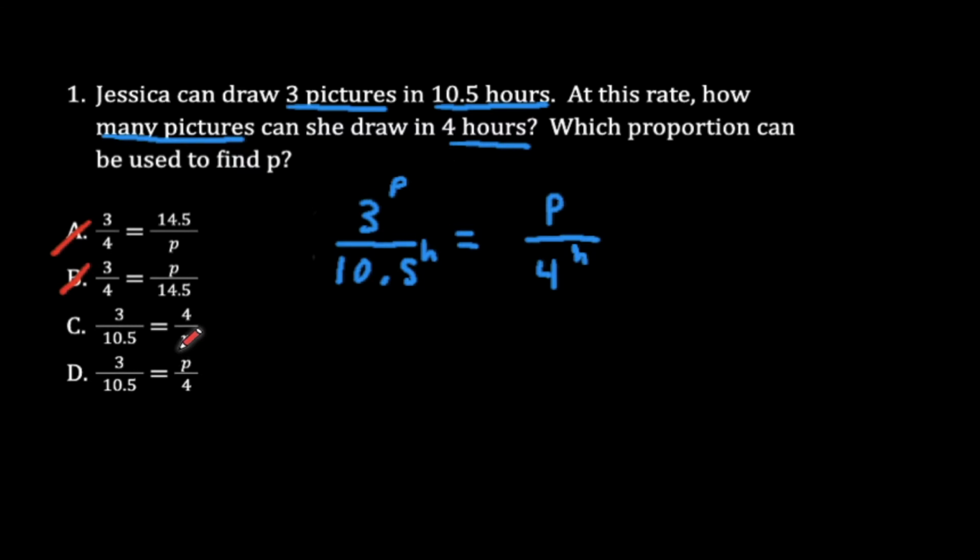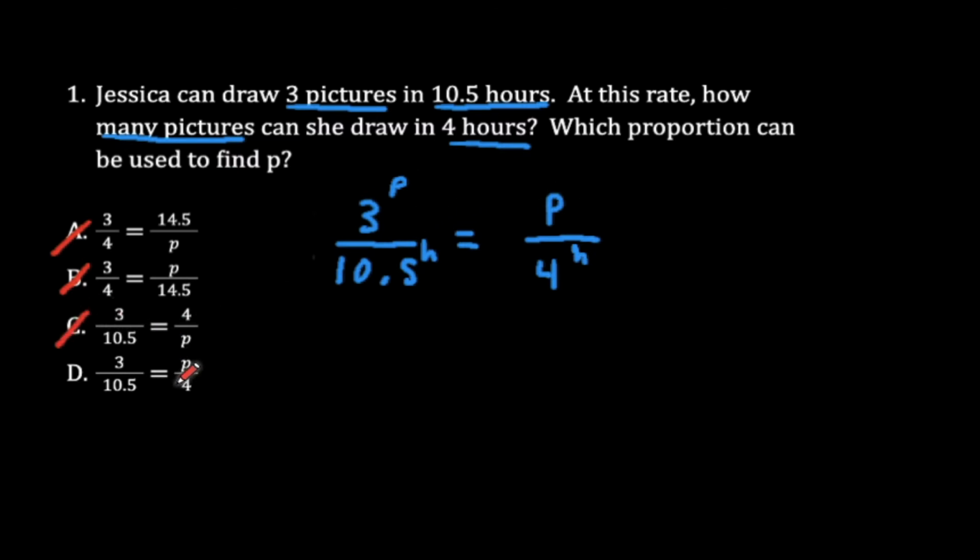What about answer choice C? Be careful with this because this can trick some people. You'll probably look at the first setup here and think, okay, this is the correct answer choice. However, you have to be very careful. You have to look at both sides. So we have 3 in 10.5 hours here, and then we have 4 hours over how many pictures here. So this is not the same setup.